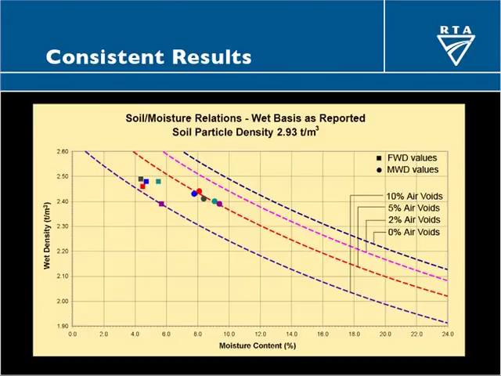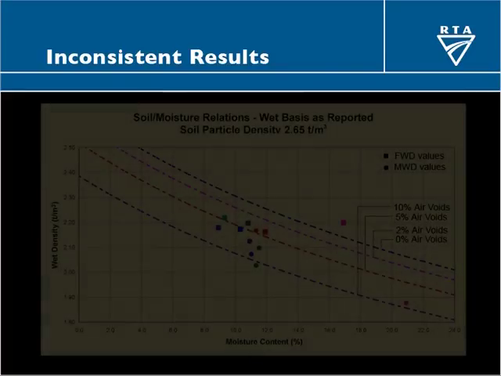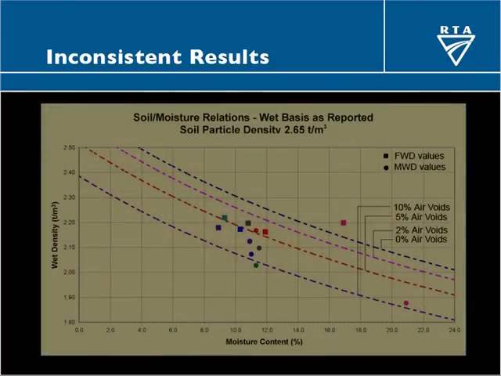When you actually plot them, the place they fall on relative to those air voids lines will vary because the density of the particles may vary, but the trend should be parallel to them, particularly for the laboratory results. In other cases, you may get something quite different. Unfortunately, these are all based on actual cases.